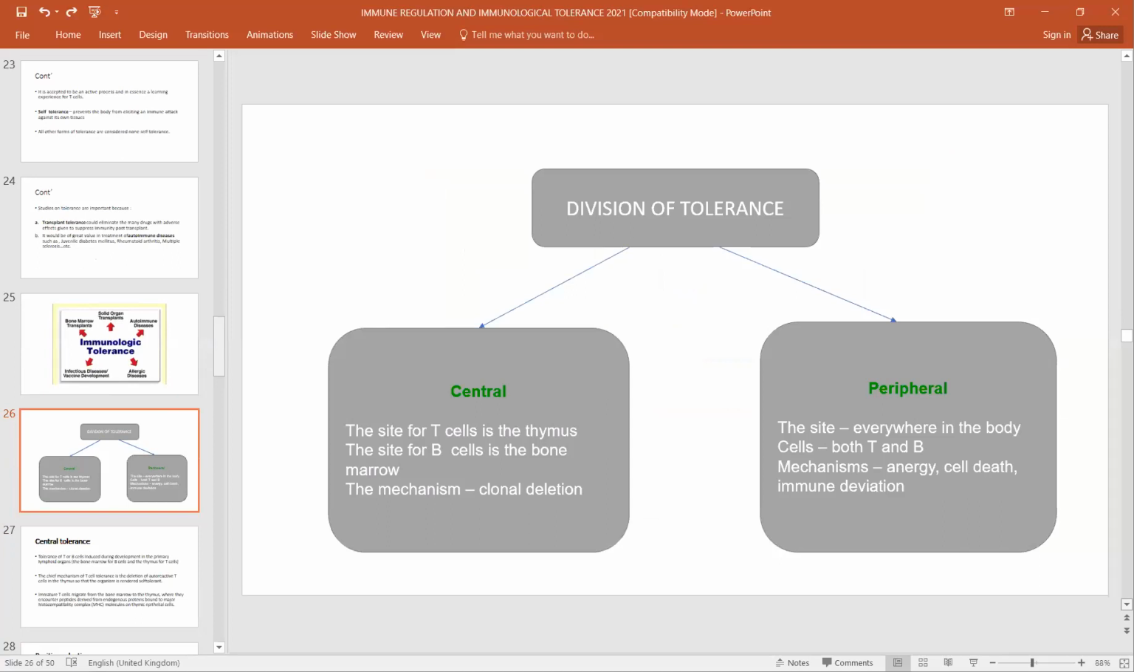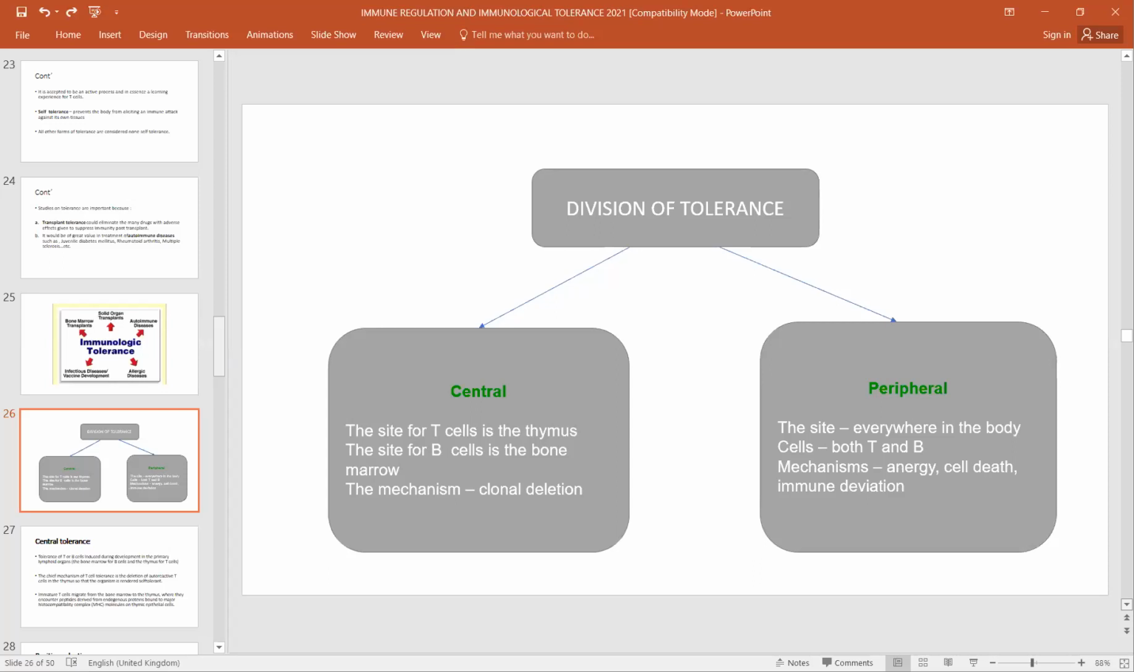So we divide tolerance based on anatomically defined sites for ease of understanding and teaching, and also gives you an idea as to how the process occurs. So primarily we have central tolerance that is an in utero phenomena. T cells in the thymus and B cells in the bone marrow, but ultimately both the T cells and B cells arise from the bone marrow. The mechanism is clonal deletion, we will mention that.